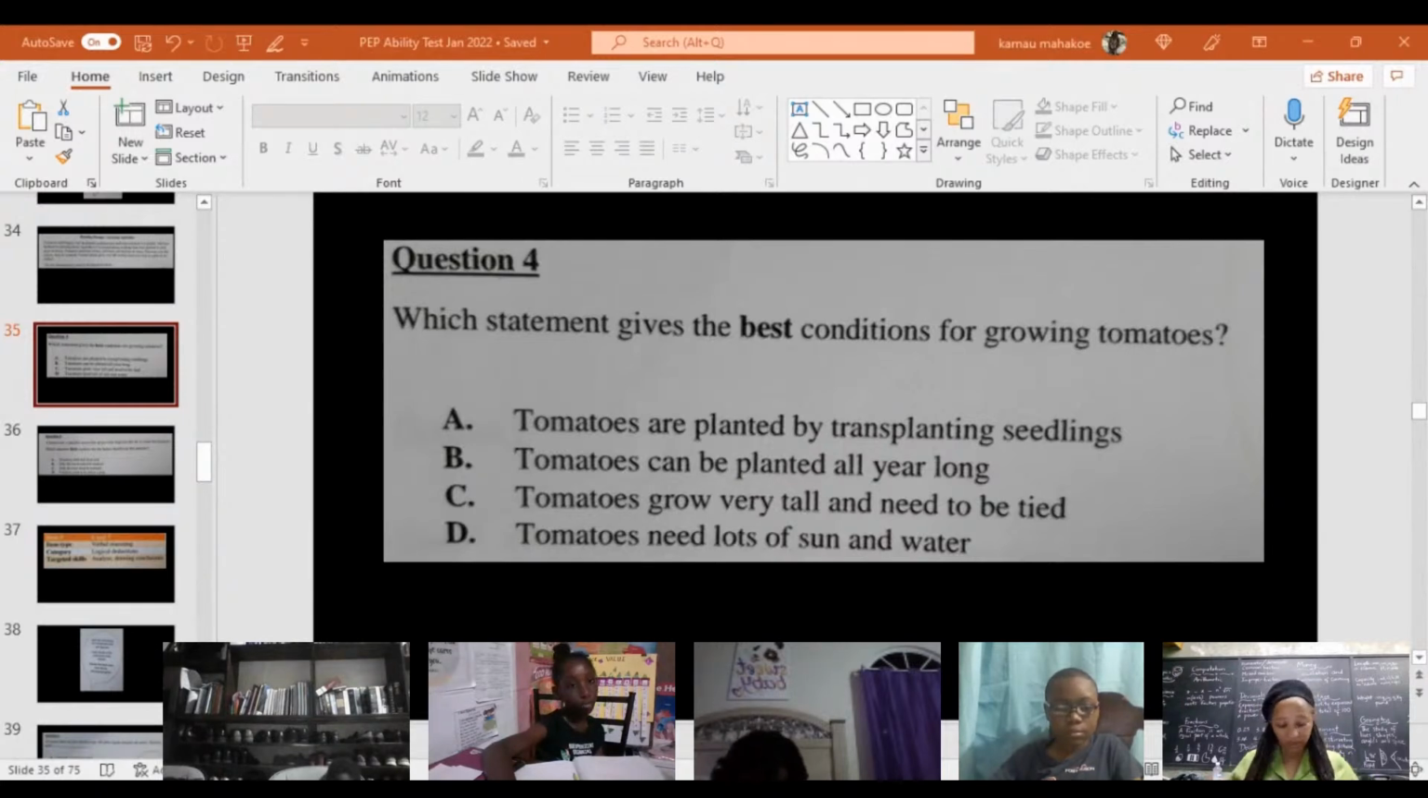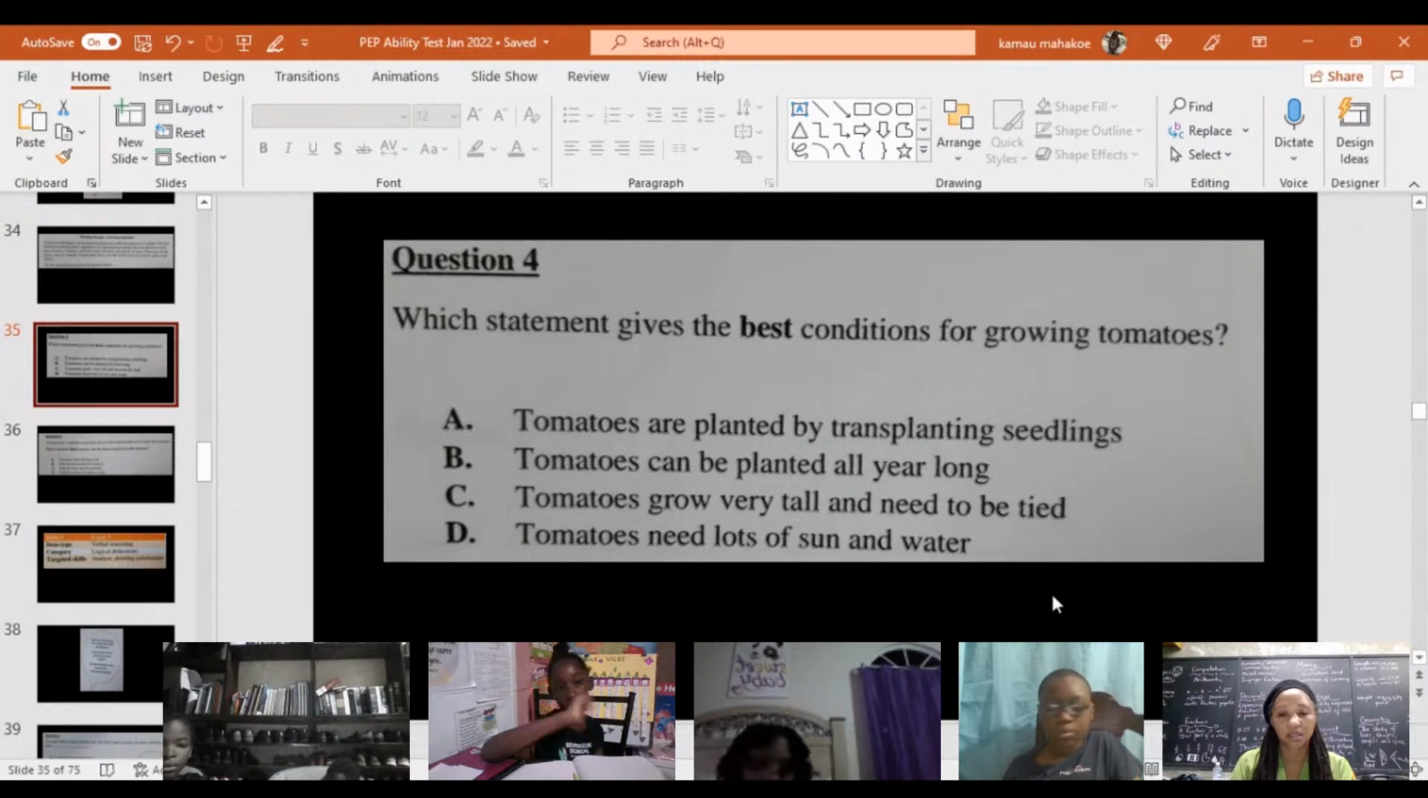What made you choose D? Miss, in the passage it says that they do need a lot of sun and water. I don't remember that line. Okay, but are the other statements false? No, miss. So why did you choose D then? Because it asks for the best conditions.